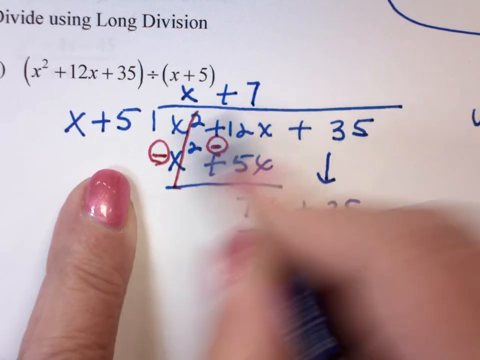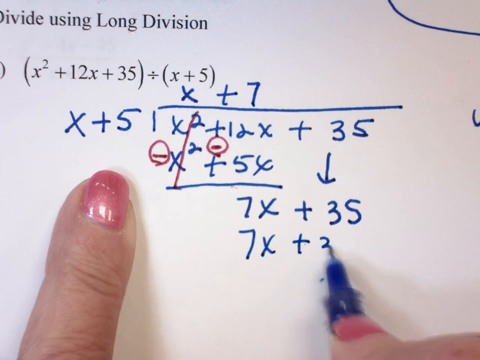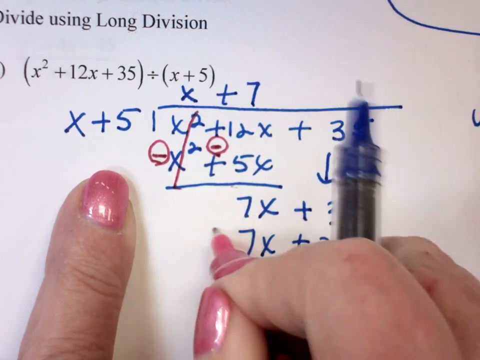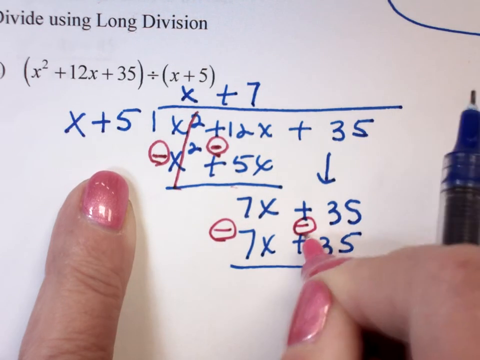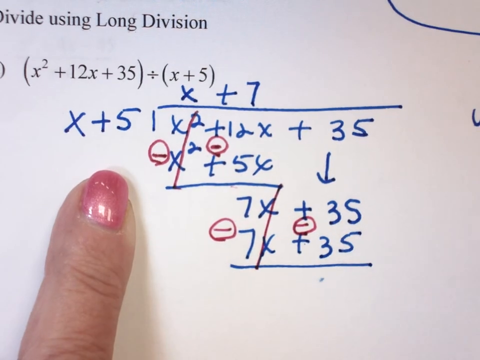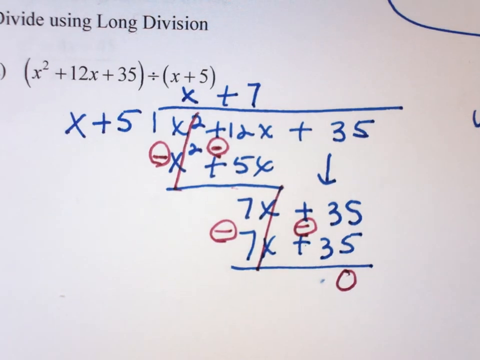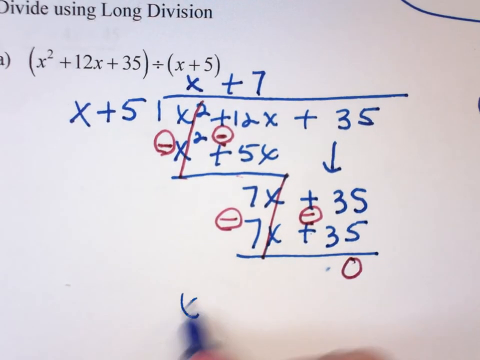7 times plus 5 is plus 35. And then you do what? Subtract. That changes the sign. And then plus 35 minus 35 is 0. So it divided evenly, so your answer is just x plus 7.